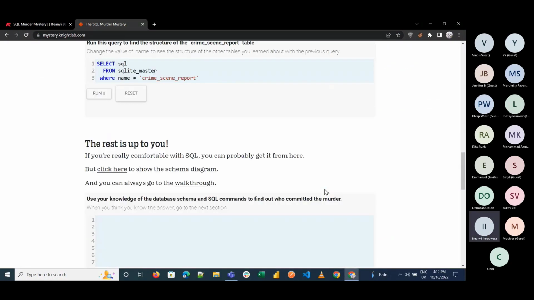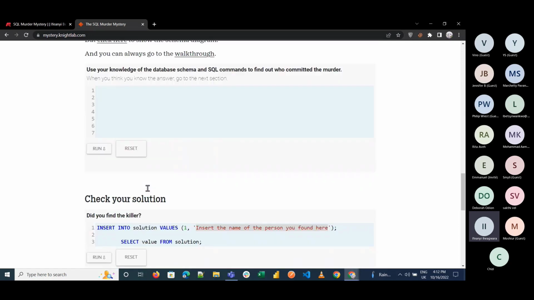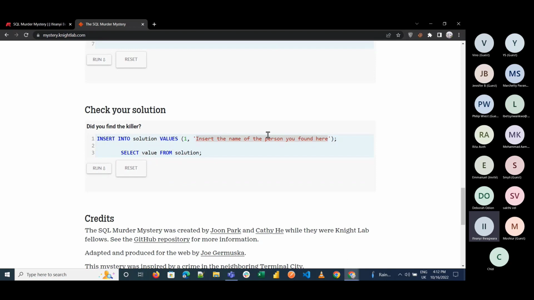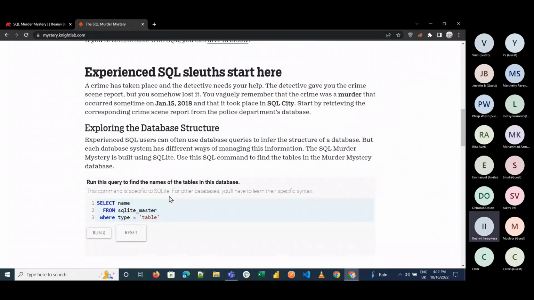Okay, so when we're done testing the game and getting our clues, we're going to put in the name of who we think is the killer, and we'll run it and find out if we're right or not. The first thing we need to do is find out the tables. All we know about the crime is this.